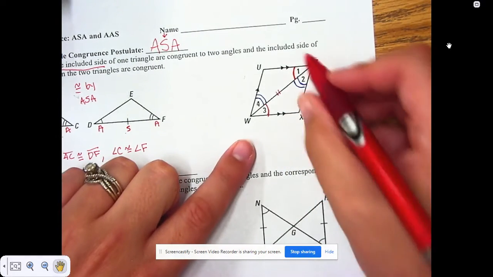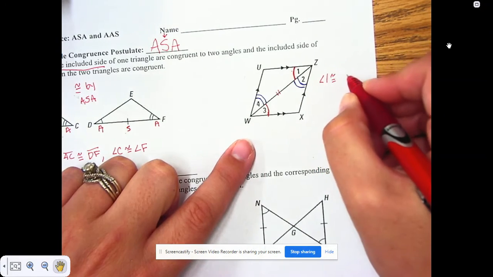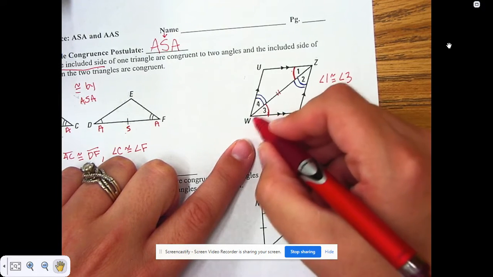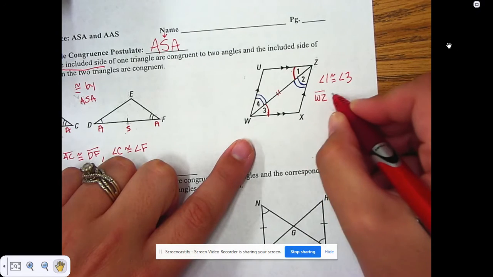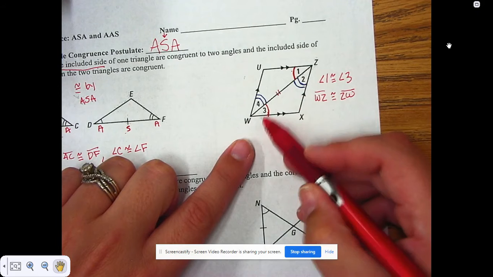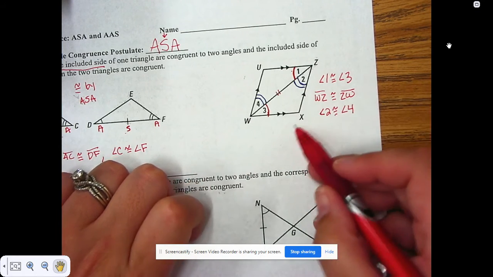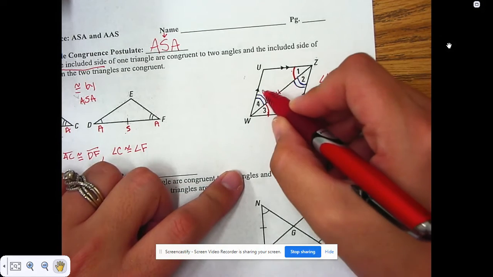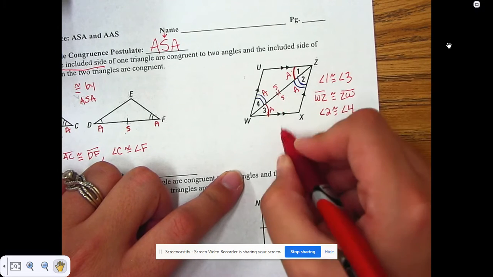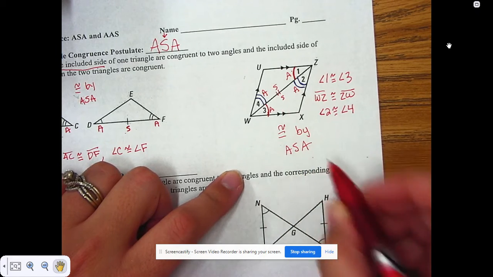So what I have is an angle congruent to an angle. This would be angle 1 is congruent to angle 3 because they're alternate interior angles. WZ is congruent to ZW because they are a shared side. And angle 2 is congruent to angle 4 because they are alternate interior angles. So we have angle, side, angle, angle, side, angle. Congruent by angle, side, angle.